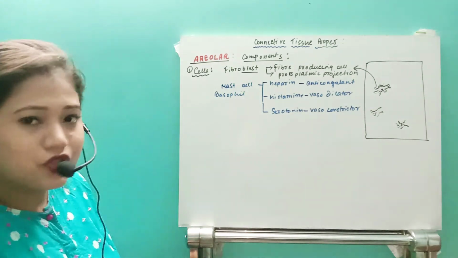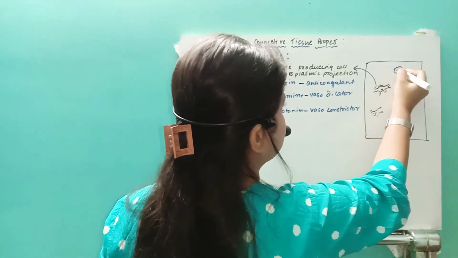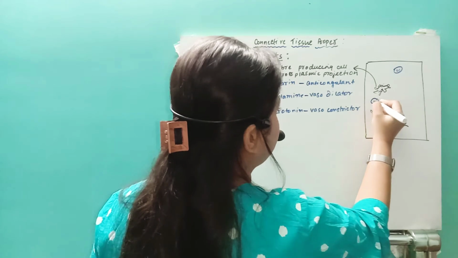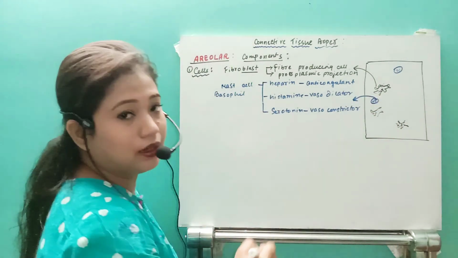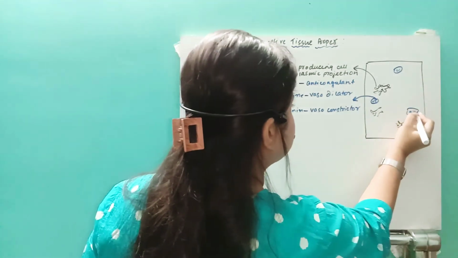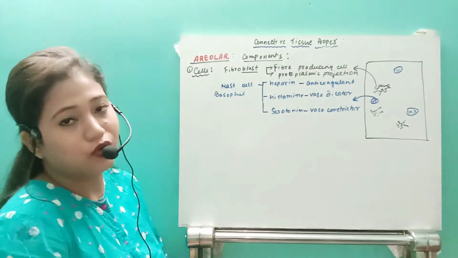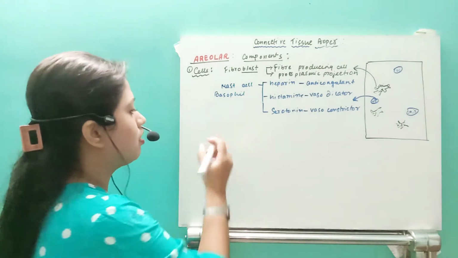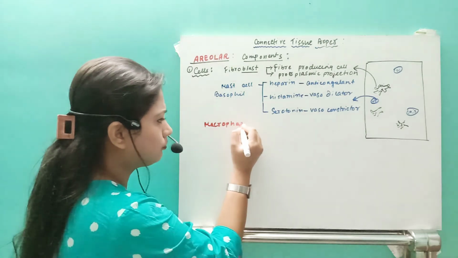So how will a mast cell look? Just see, this is a normal cell which will have some type of chemicals. Suppose this is the mast cell, right? So the next type of cell, the third type of cell, is the macrophage. Very much important, macrophage. Now what is a macrophage?